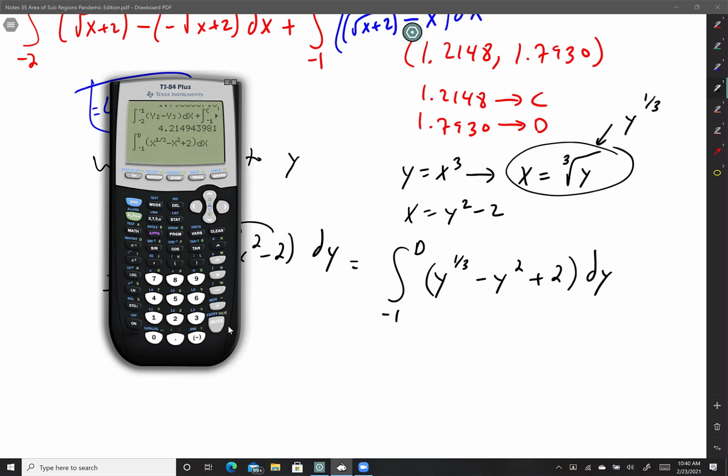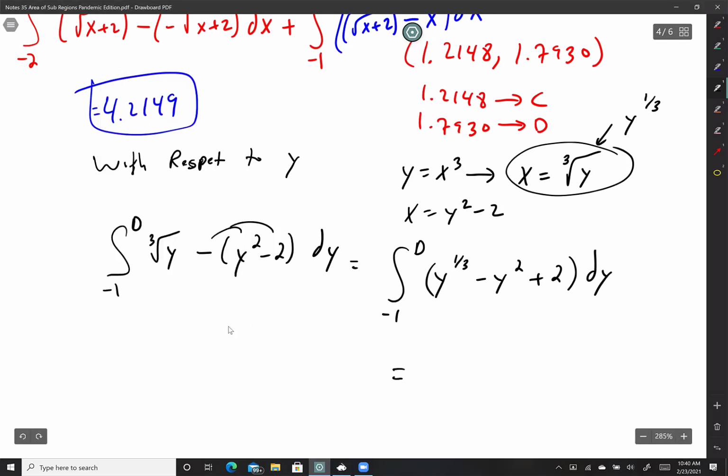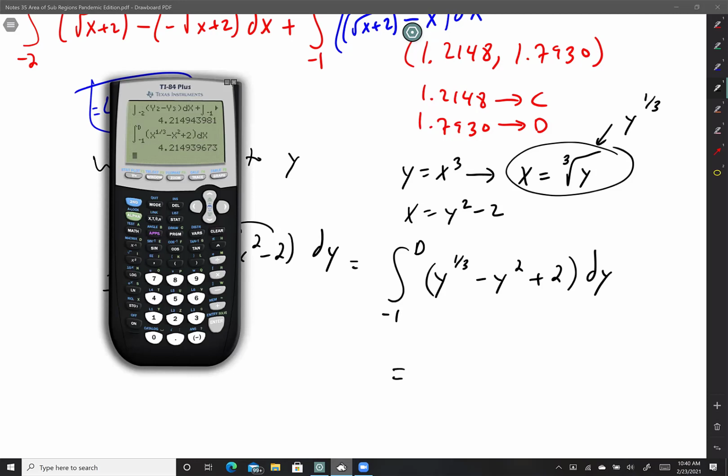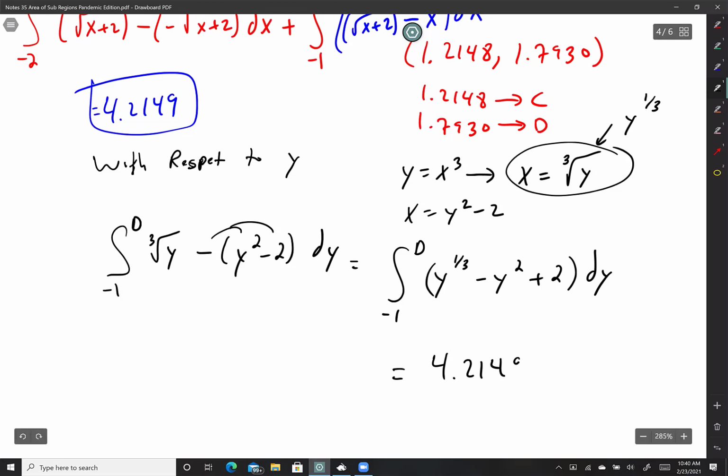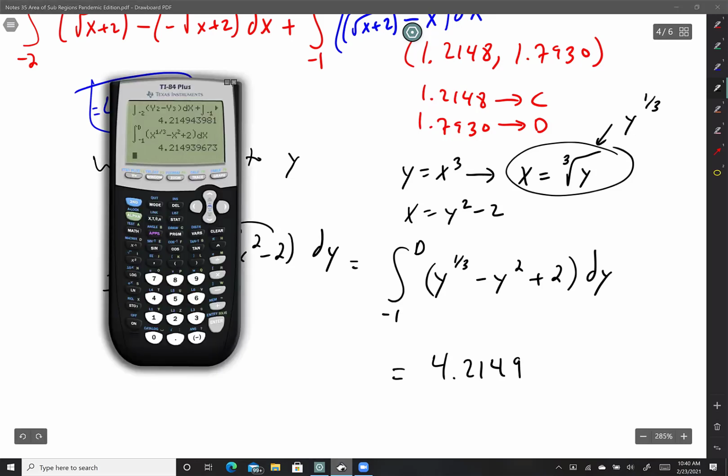It's working. It's working really hard. And there it is, guys. 4.2149. 4.2149. I want you guys to notice something. I want you guys to notice after that 9, it's different. The areas are actually exactly the same.